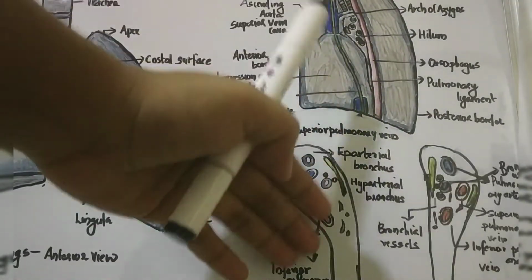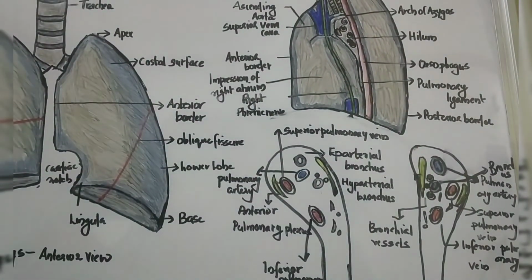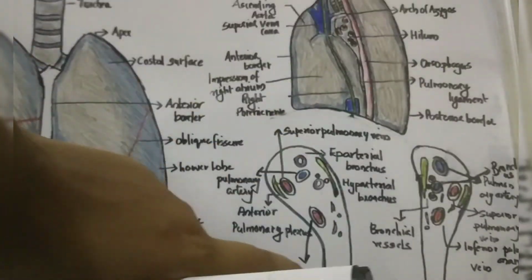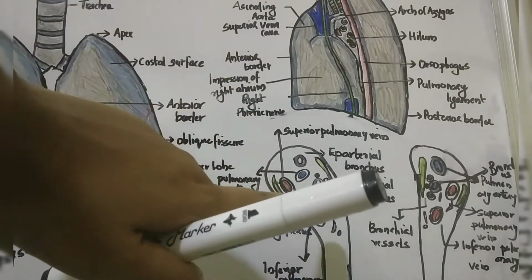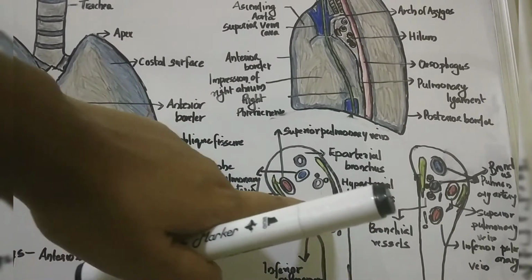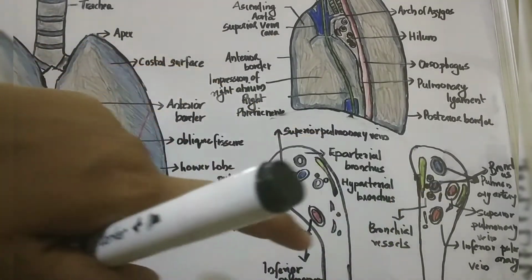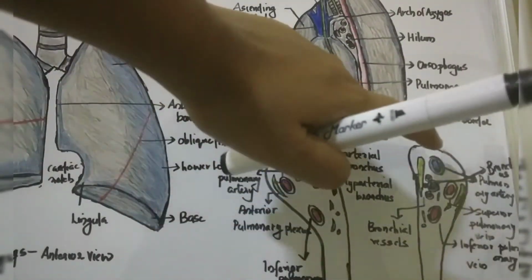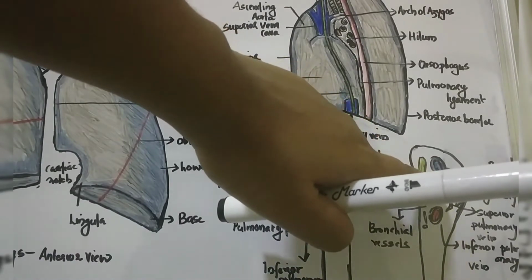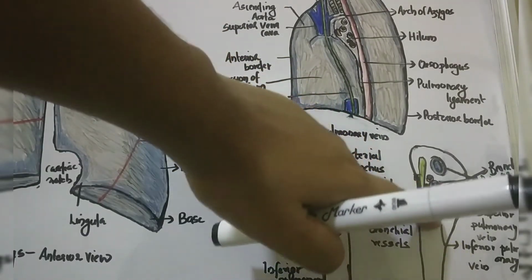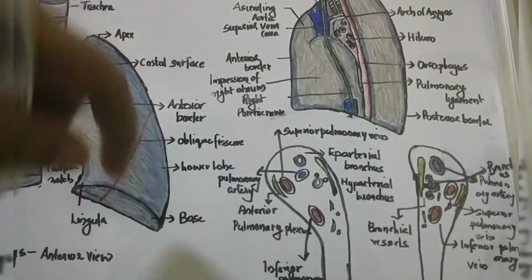But from above to below, it is different in the right and left root. So in the right, you can see the eparterial bronchus, the pulmonary artery, the hyparterial bronchus and the inferior pulmonary vein. In the left, you can see the pulmonary artery, the bronchus and also the inferior pulmonary vein. So it is different in right and left.